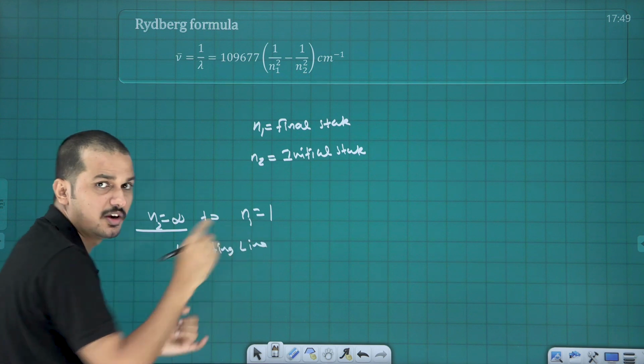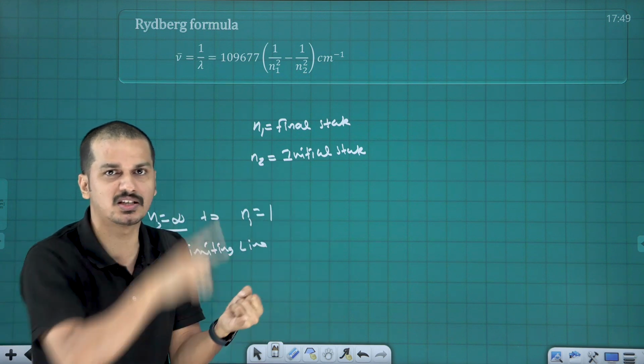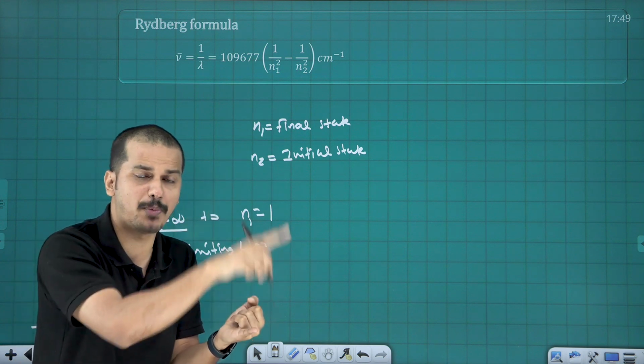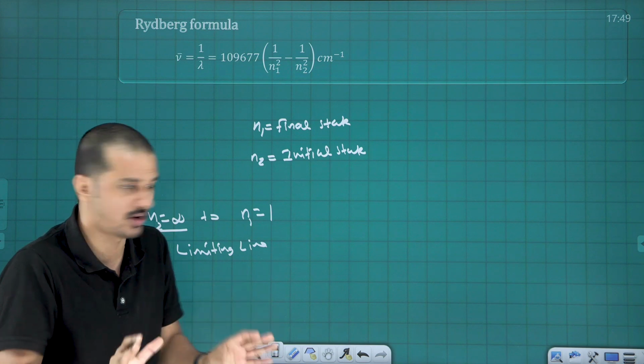So the limiting line of the Lyman series means infinity to 1. The limiting line of the Balmer series means infinity to 2. The limiting line of the Paschen series means infinity to 3. Like that, from infinity to that particular series. That is what the limiting line is.